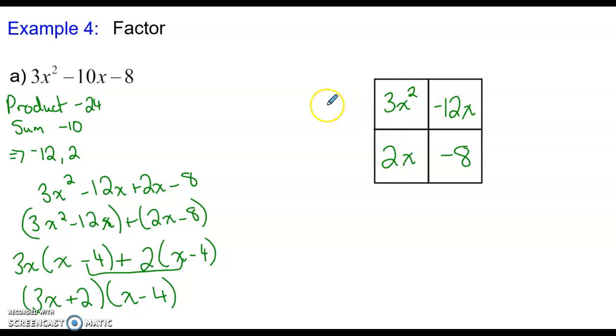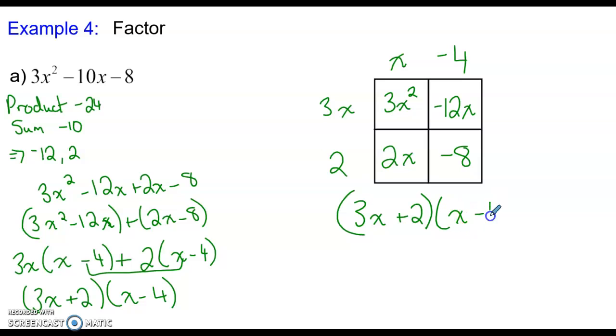Here my common factor would be 3x. Here my common factor would be 2. My common factor here would be x. And here, the number that goes into negative 8 and negative 12 would be negative 4. So my two factors would be 3x plus 2 times x minus 4. The exact same answer that I got when I used decomposition.